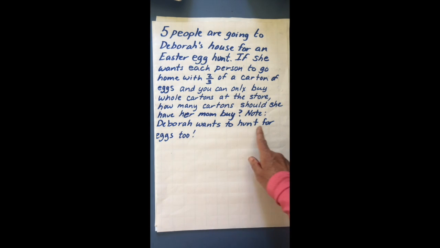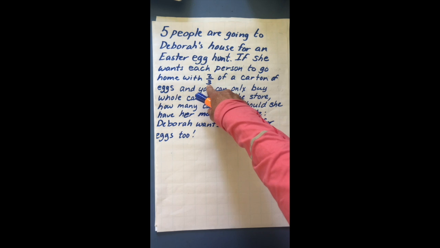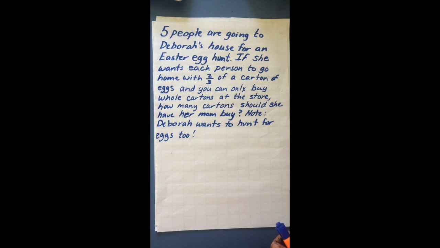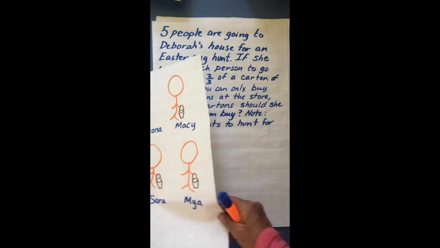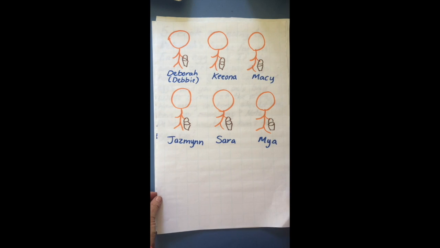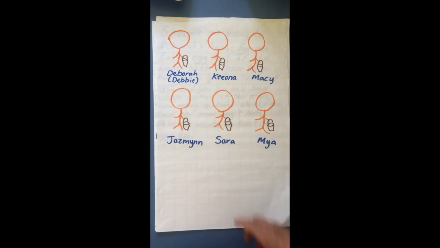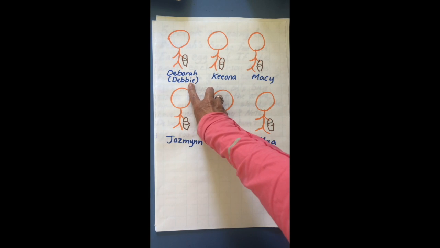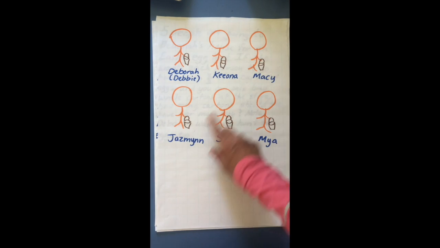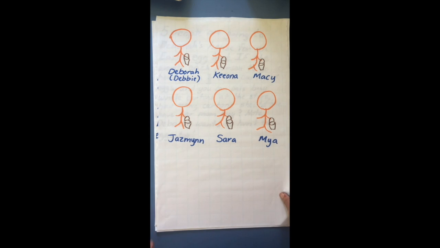Note, Deborah wants to hunt for eggs too. All right, so the fraction makes this a little intimidating. So what I like to do is I just draw a picture first because that just calms me down a little. So I drew a picture, and these are the people that are going on the Easter egg hunt. Deborah, who likes to go by Debbie, Kiana, Macy, Jasmine, Sarah, and Maya.